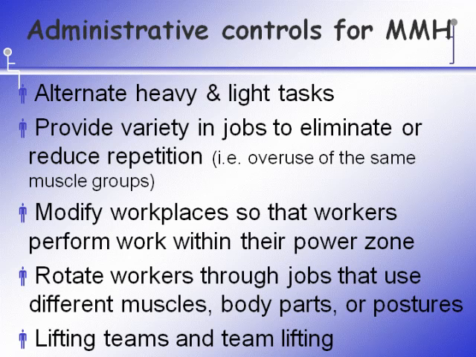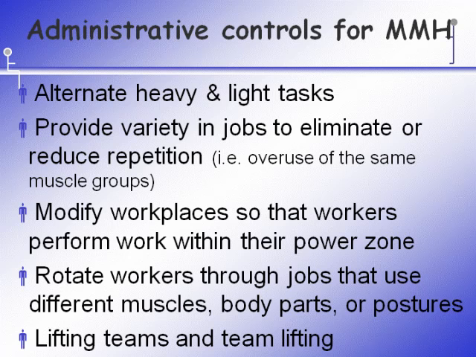So what type of administrative controls can we put into place for manual materials handling? One of the simplest ones is simply to alternate your heavy tasks with your light tasks. Perform your heavy tasks in the morning when workers are fresh and the temperatures are cool, or spread your heavy tasks out throughout the day so that they can alternate with some light tasks.